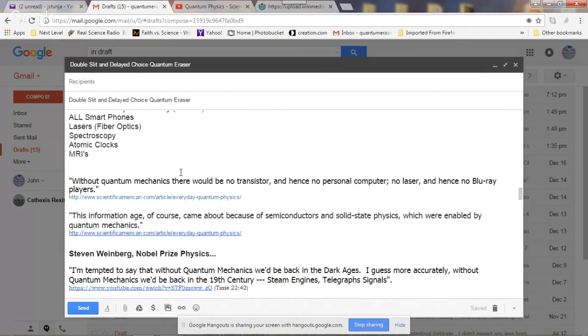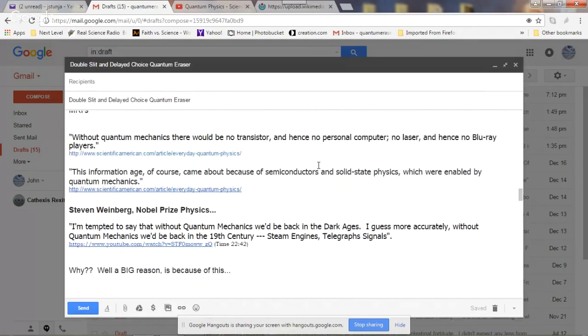Yeah. From Scientific American, without quantum mechanics, there would be no transistor, and hence no personal computer, no laser, hence no Blu-ray players. The information age, of course, came about because of semiconductors and solid-state physics, which were enabled by quantum mechanics.